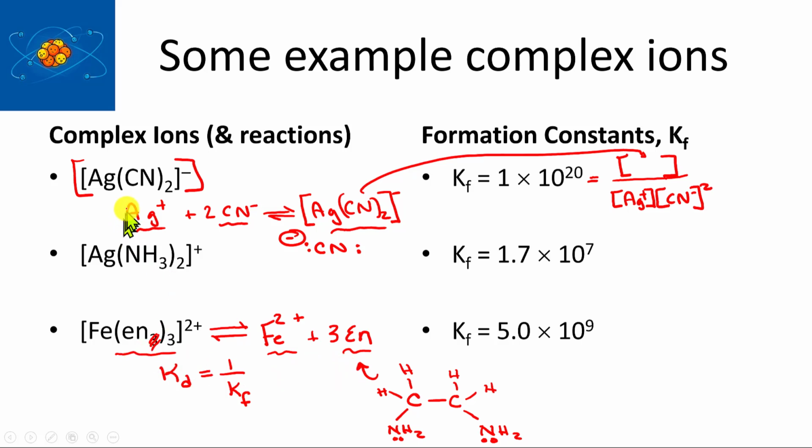So really a Kf, right, is for the formation. A Kd is for the dissociation, is what that means. And the relationship between Kd and Kf is just, since you're writing the reaction in reverse, it's just 1 over Kf for Kd.